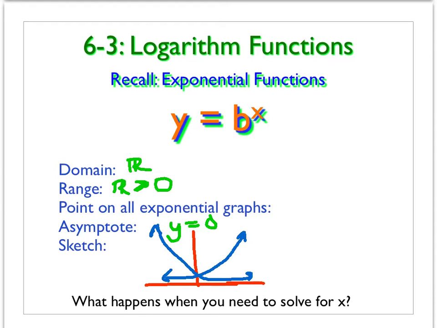Okay, and what point is on all exponential graphs? This point right here. 0, 1. Over 0, up 1, absolutely. Whether you're decay or growth, you have the point 0, 1. Okay?